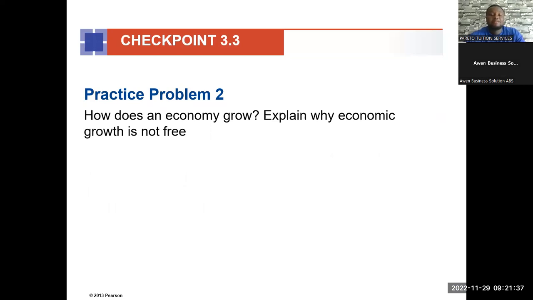Economic growth happens when the PPF increases. When it expands or shifts outwards, this happens with improvement in technology and improvement in the labor force. That's what I know. All right, so when we have an increase in capital goods, an increase in the resources that we have, we experience economic growth when there's expansion in production possibilities.